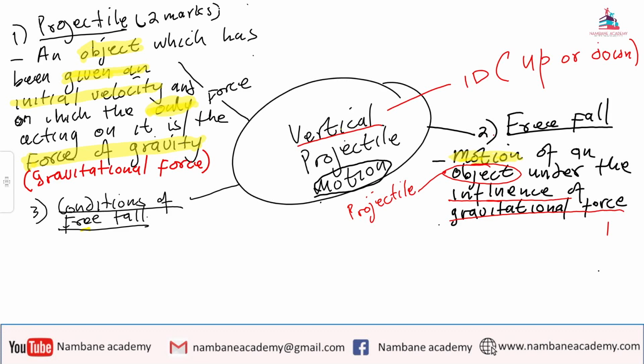For a grade 12 learner, these are important things to look for. For you to consider a question as falling under vertical projectile motion, this condition must be met. The first condition there should be: ignore the effects of friction. Very, very important. Ignore the effects of friction.